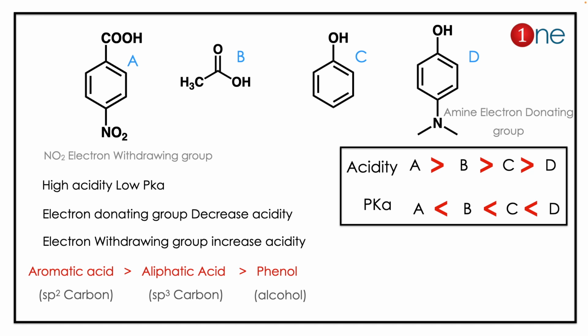The answer lies in the basic facts. You have to analyze which one can donate H plus easily. Normally high acidity will be the lower pKa, so you should keep that in mind. Here electron donating groups decrease the acidity, and withdrawing groups increase the acidity.